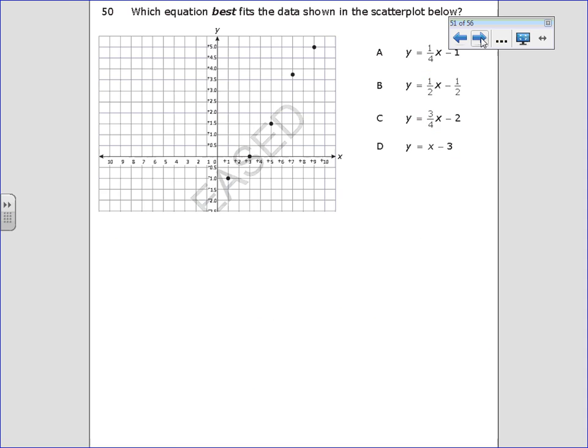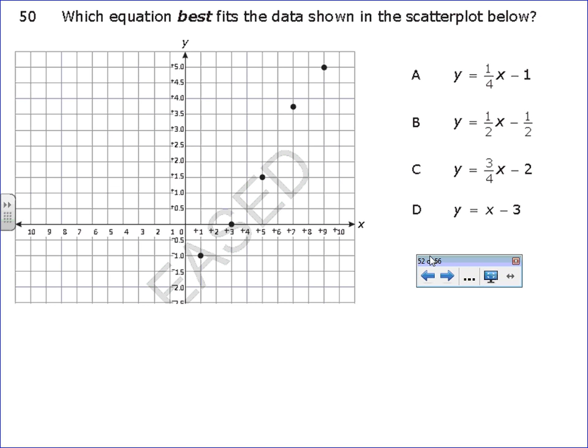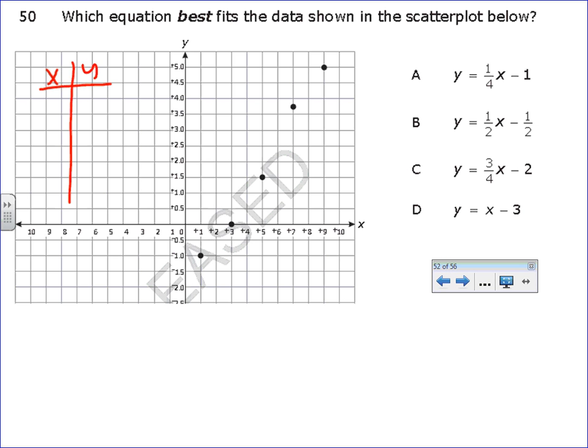All right, last one. It says, which equation best fits the data shown in the scatter plot below? Well, hopefully, there's a couple of options. If you want to use your calculator and make a table, you can. I'm going to do that for you on this side. And this is not the only way you could have done it. This is just one.